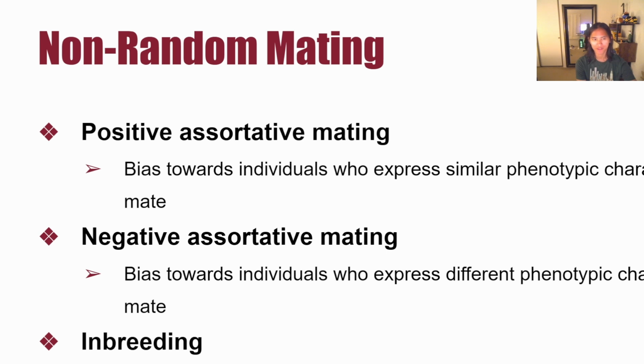As we can see here, there are many types of non-random mating. There's positive assortative mating, where there is a bias towards mating with individuals with similar phenotypic characteristics. Negative assortative mating, which is the opposite of that: individuals are attracted towards those with different phenotypic characteristics. Inbreeding, where the bias is towards mating with relatives, and outbreeding, which is biased against mating with relatives.